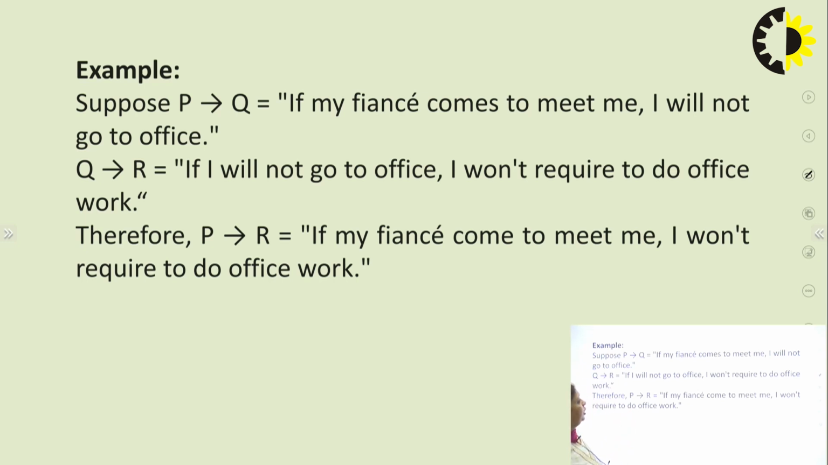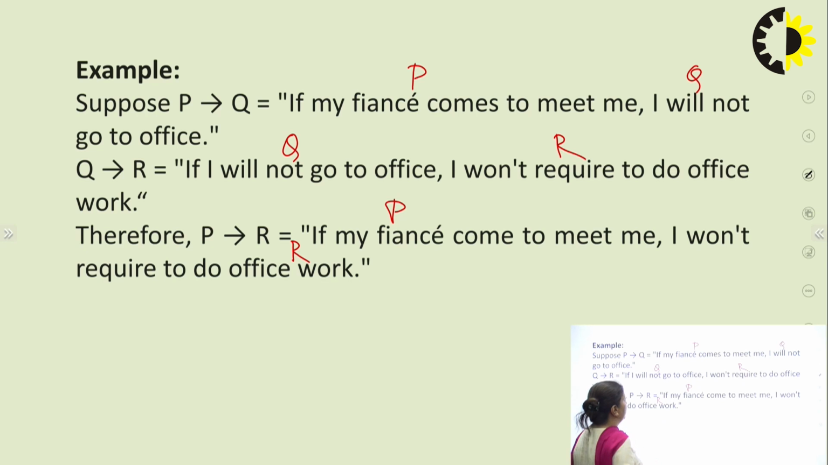So I have the statement, if my fiancé comes to meet me, I will not go to office. So I can say that the first statement, my fiancé comes to meet me, is P. I will not go to office, this is Q. Then I will not go to office, this is same as Q. I won't require to do office work, so this one is R. This is a new one. So I can conclude that if P, then R. That is, if my fiancé comes to meet me, this was P and this was R.